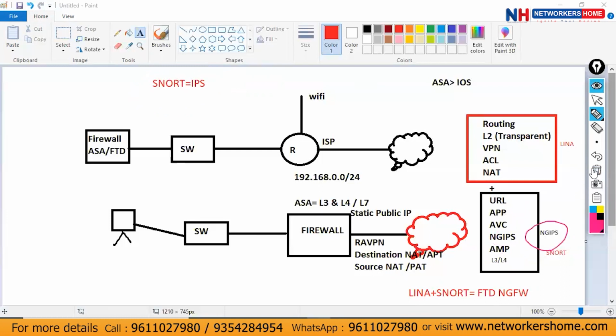So basically, next generation firewall has multiple features in a single device. I can use it for URL filtering also. I can use it for application filtering also. I can use it for application visibility control also. What is application visibility control?